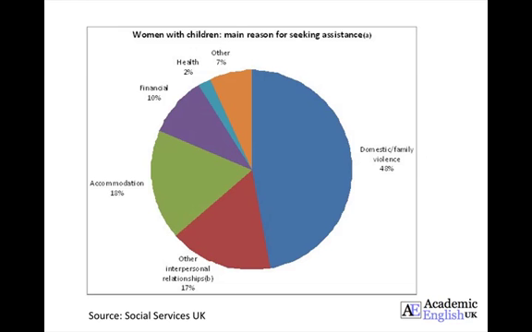Looking at the chart, you can see that it represents women with children and the main reason for seeking assistance with the social services in the UK. Nearly 50% of assistance was based on domestic or family violence. This is a very significant point compared to the basic needs of accommodation and financial services.